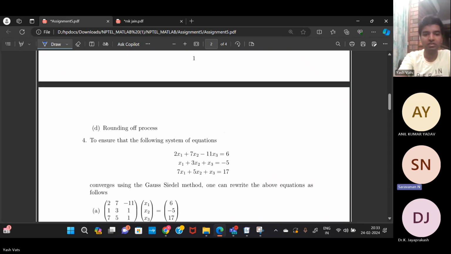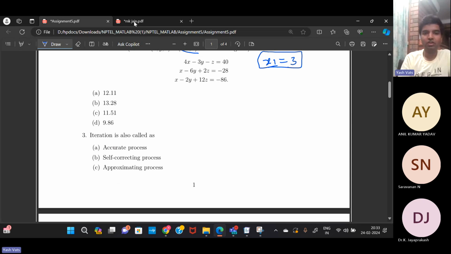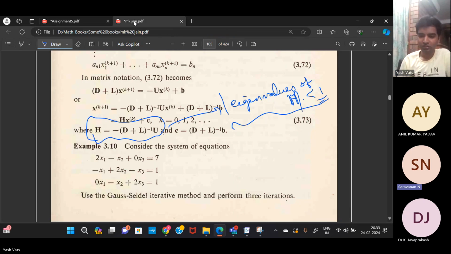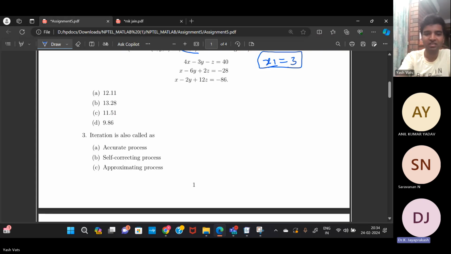But still we can interchange the rows. If it is not diagonally dominant also, we can interchange the rows and make it diagonally dominant. Every matrix can be made diagonally dominant, is it? Every matrix is not diagonally dominant, right? Correct, correct.